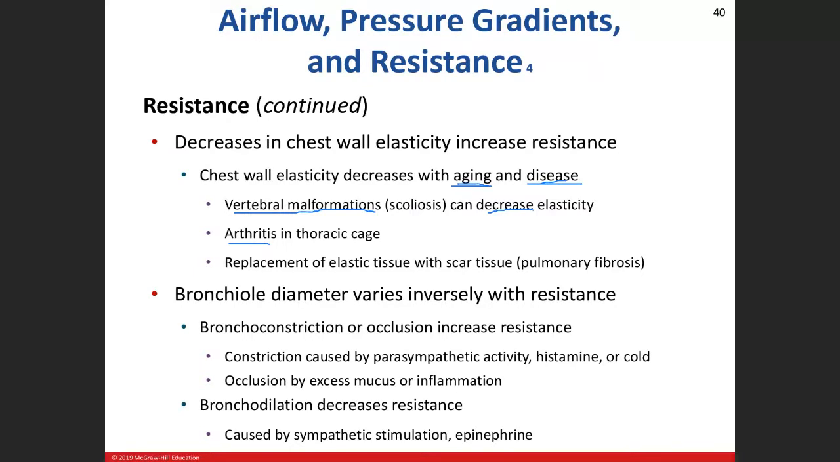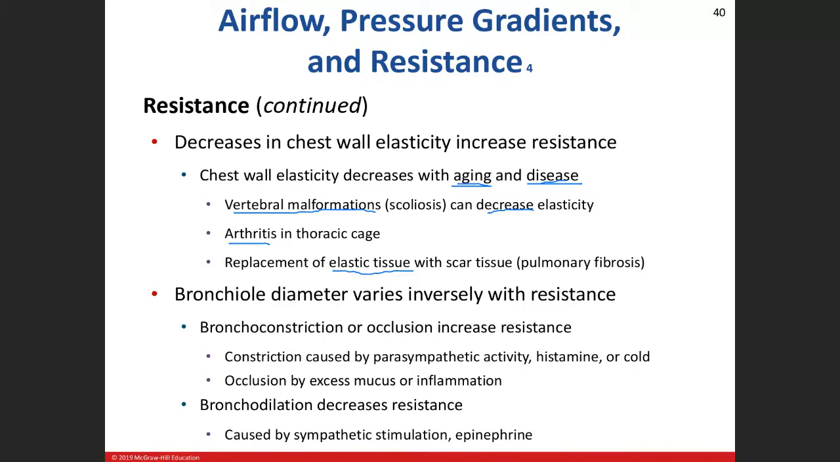Then you already heard me talk about pulmonary fibrosis. Again, the elastic tissue that we saw in those alveoli in lab gets replaced with scar tissue, and it just does not allow the alveoli to rebound after they've been expanded with inhalation. They have a much more difficult time moving back to their original configuration and size. So that's the first component of resistance.